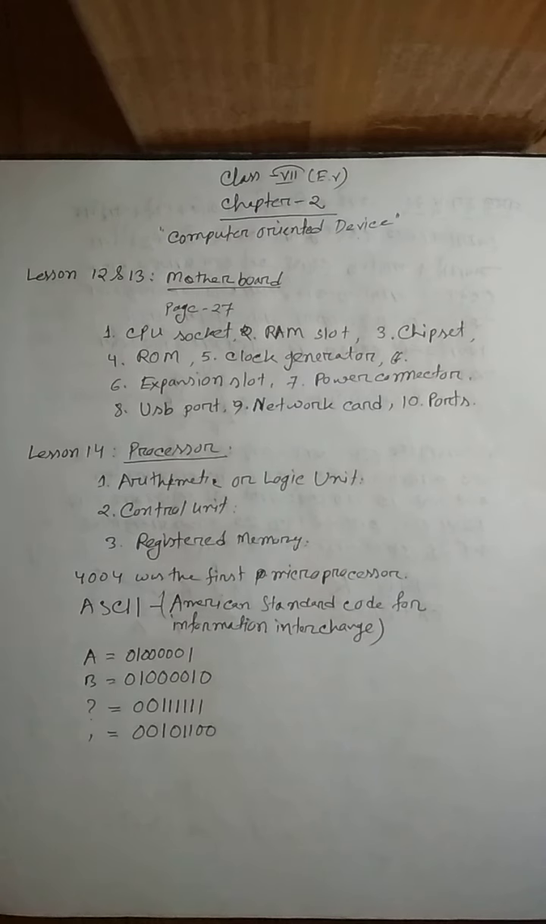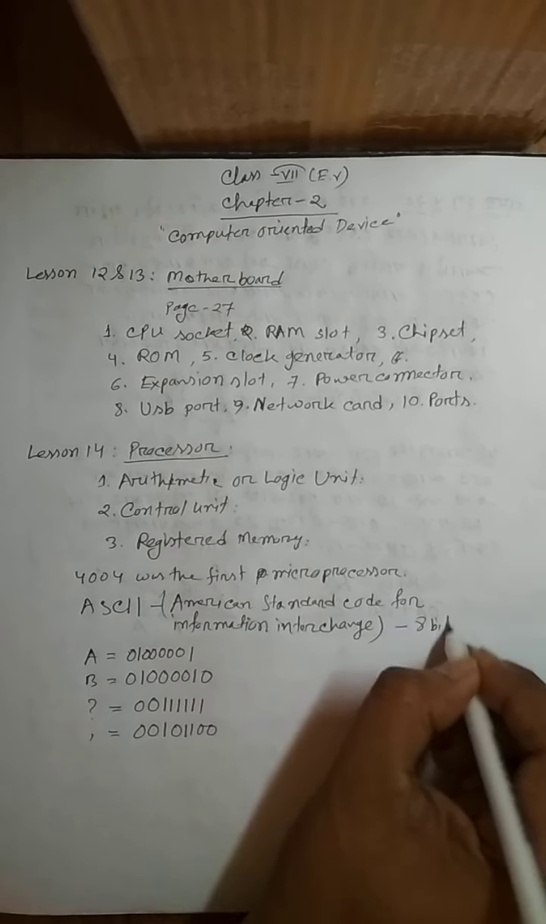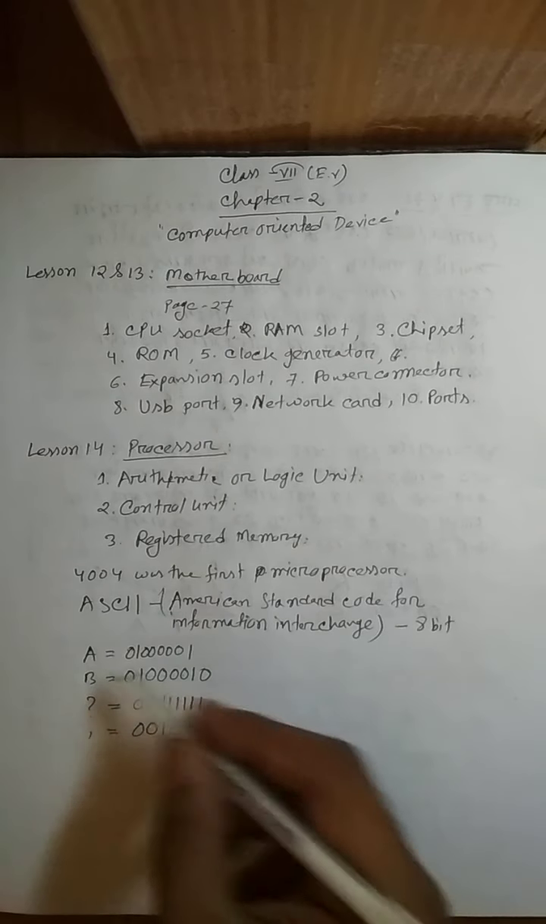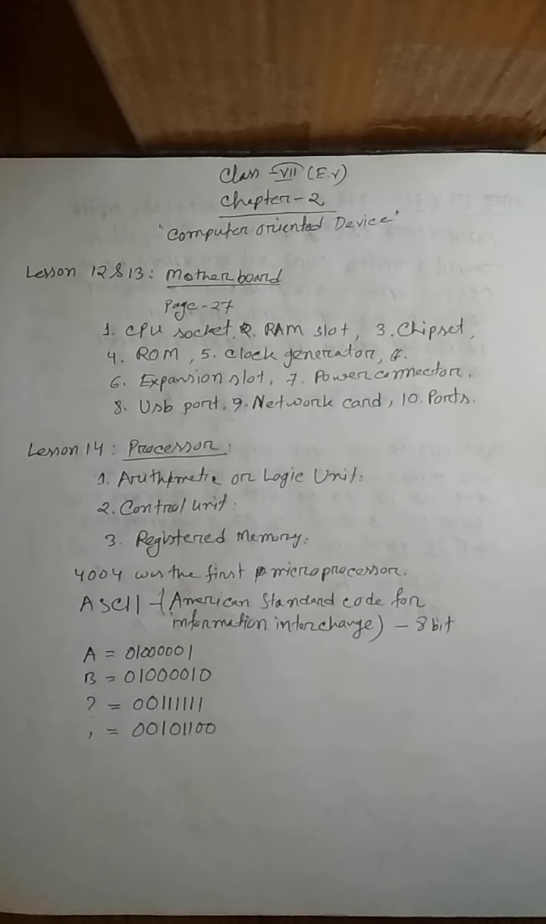The common machine language code is ASCII. This means American Standard Code for Information Interchange. The ASCII code is 8-bit. A means this, B means this, and question mark means that, and that's how we can code or make language understandable to the computer.